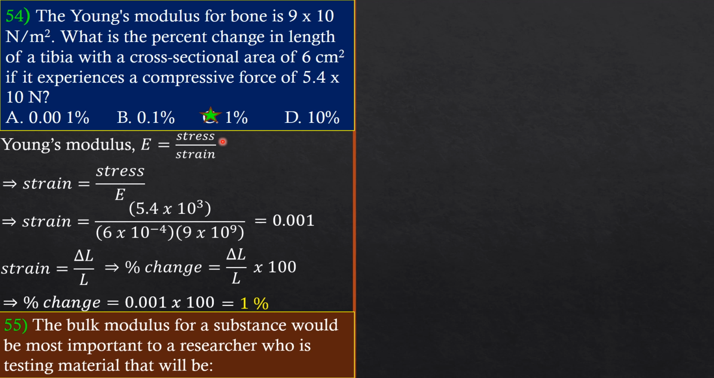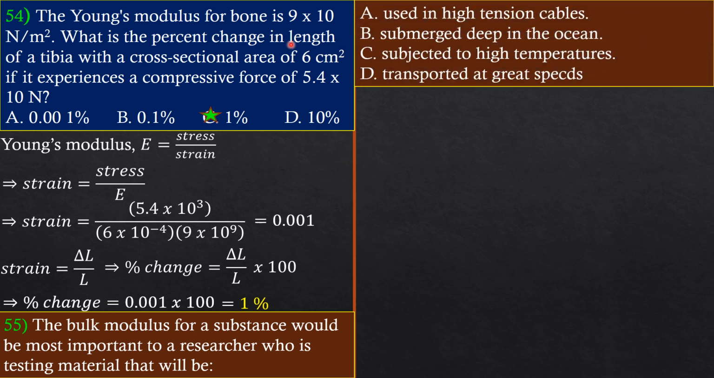So guys, the bulk modulus now simply talks about materials that are being subjected to very, very high forces, under very, very high tensions. So let's recall that. Option A is saying that it is used in high tension cables, guys. No, they are not being subjected to very high forces.